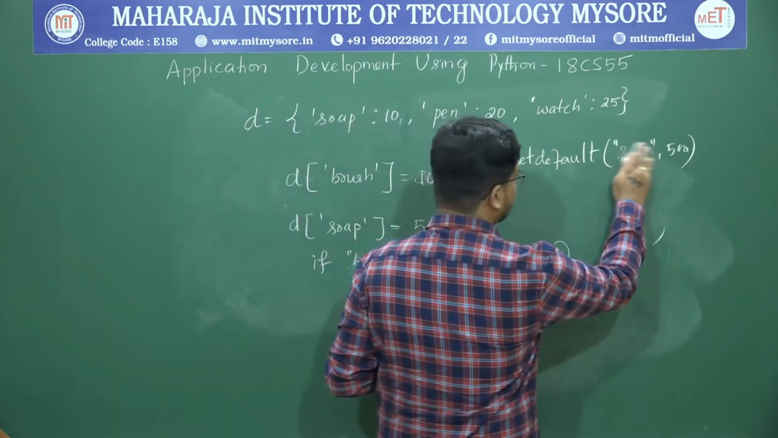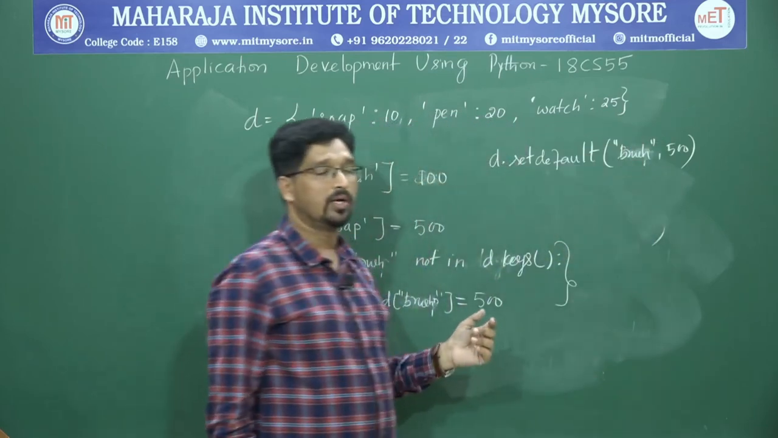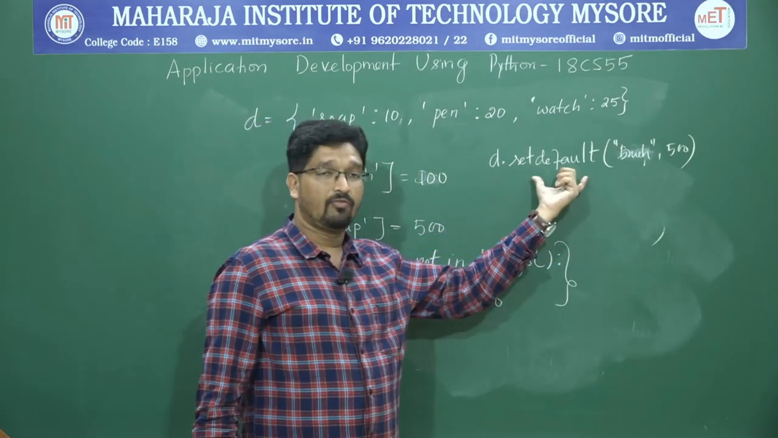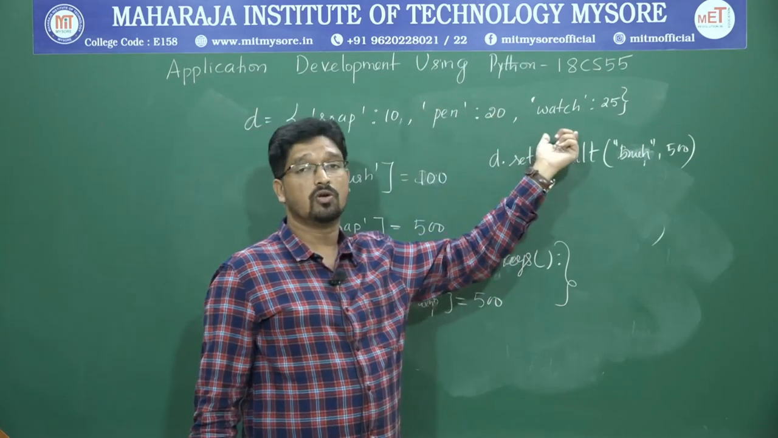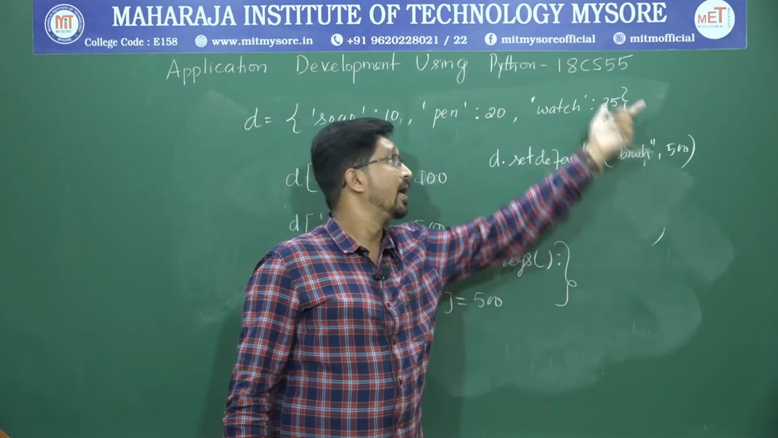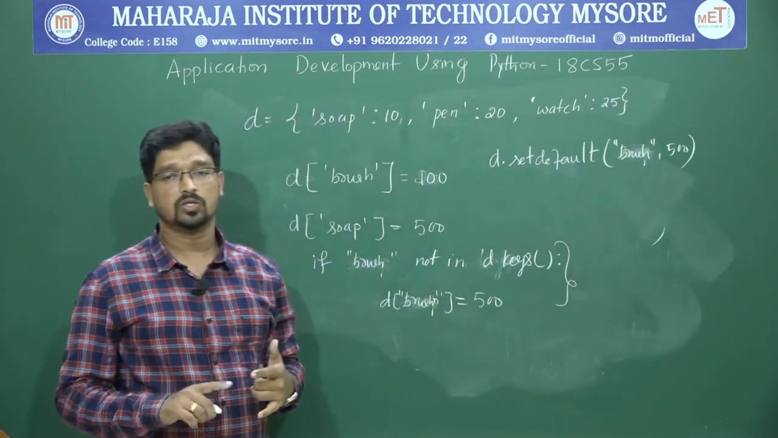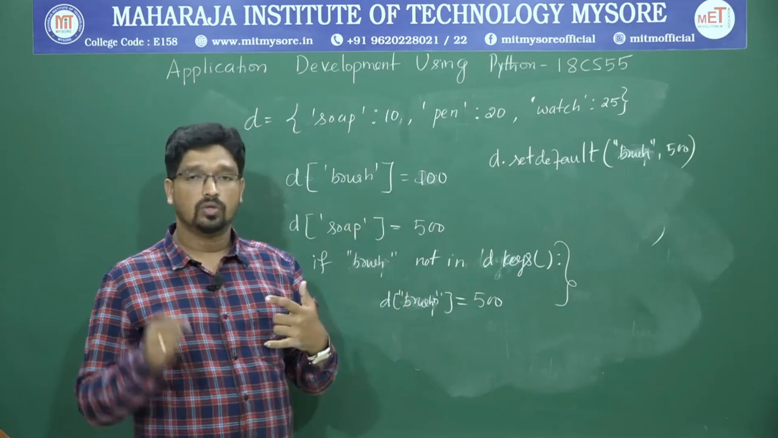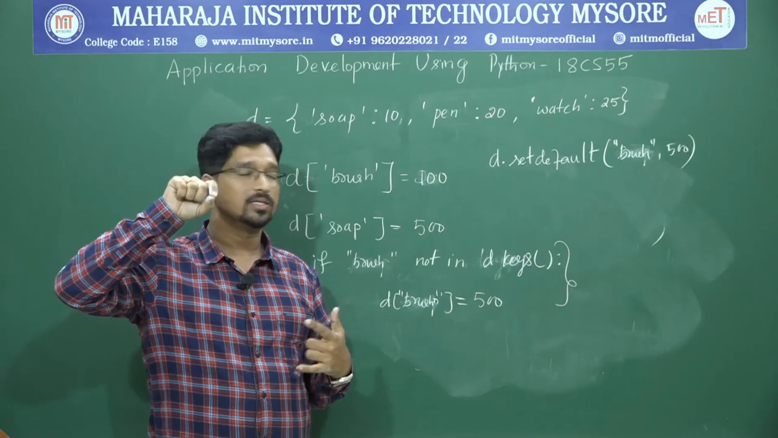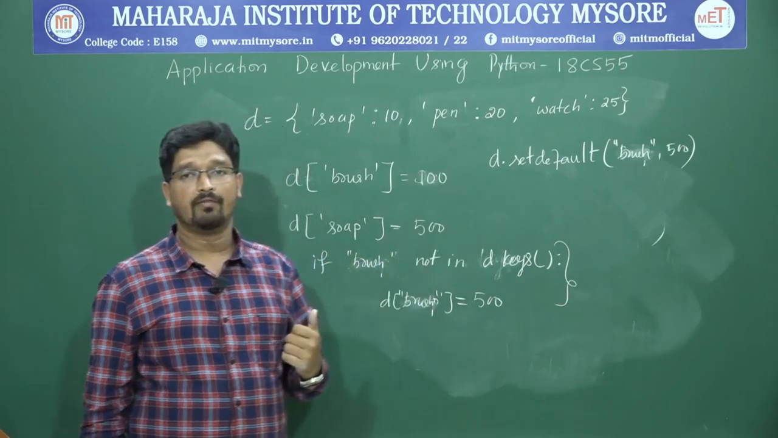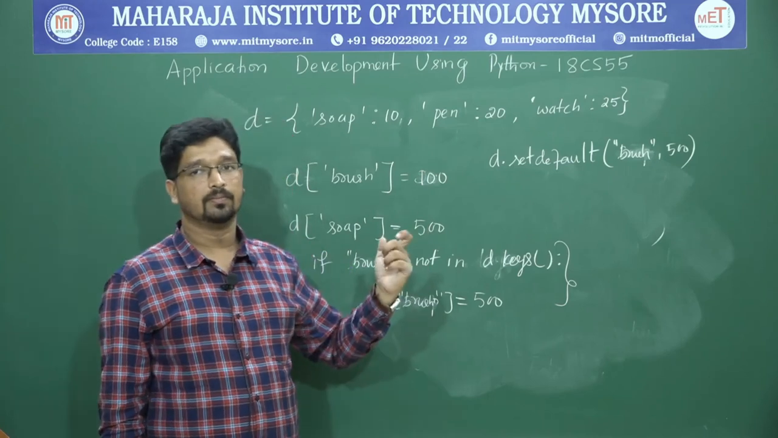But if you pass brush over here, d.setdefault, it will check whether the brush exists or not. Brush does not exist. Then it will add a new item to it, brush 500. Understood? Setdefault will check whether the item exists or not. If it does not exist, then it will update the value. So this is the setdefault method.